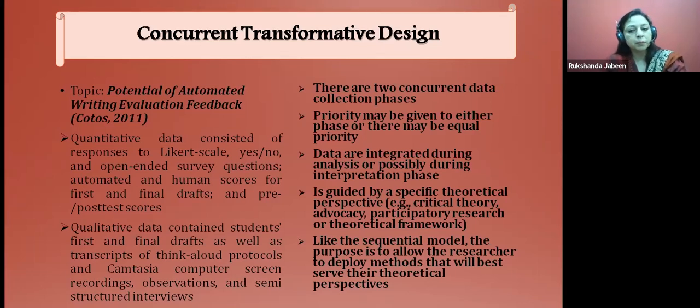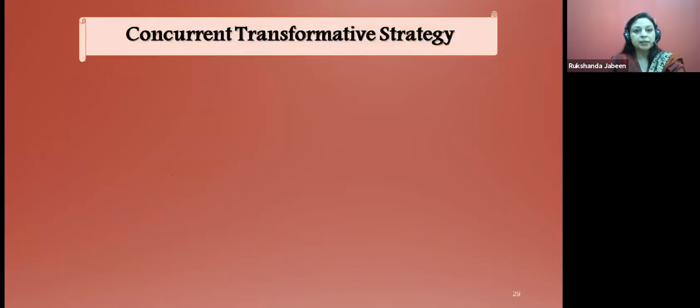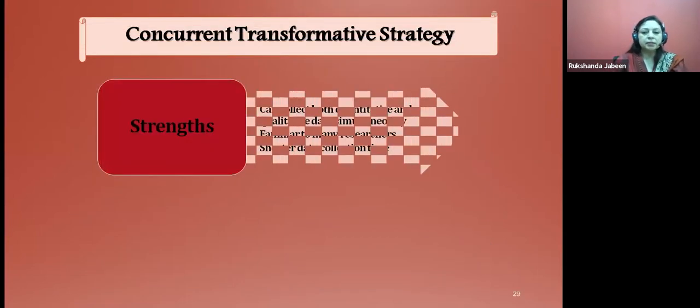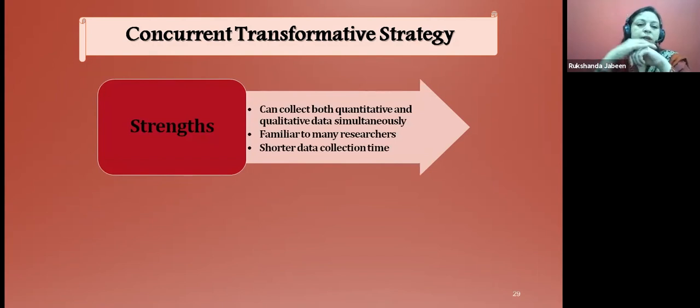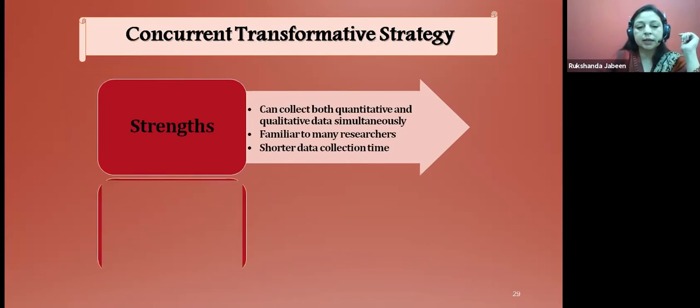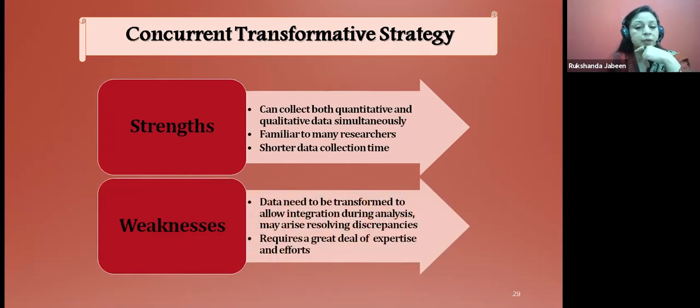Like the sequential model, the purpose is to allow the researcher to deploy a method that will best serve the theoretical perspective. So what are the strengths and the limitations? The strength is that it can collect both quantitative and qualitative data simultaneously. As I said, in concurrent and convergent design we collect data at the same time, so a shorter time is utilized. It is also familiar to many researchers and takes less time. What is the weakness? Data need to be transformed to allow integration. Again, a researcher has to address the discrepancies, for which a great deal of experience is required.